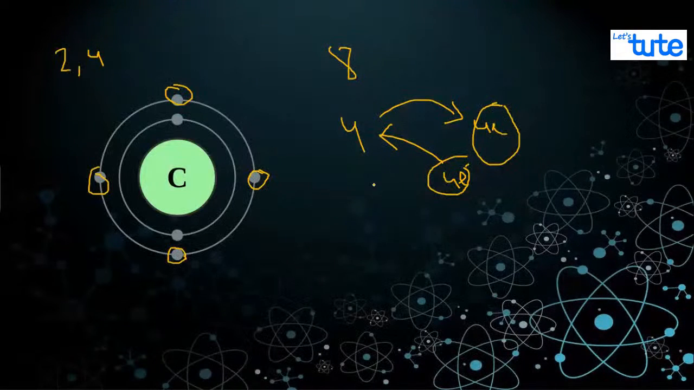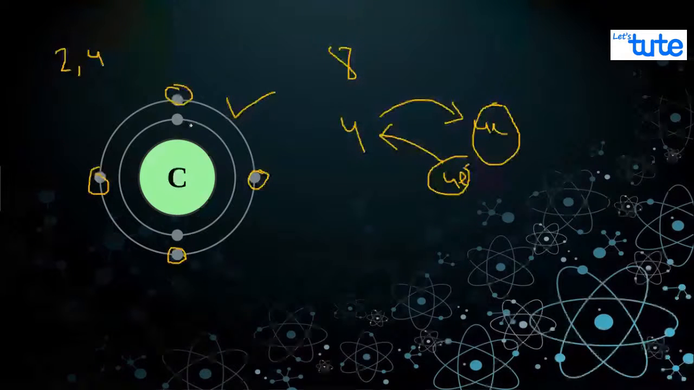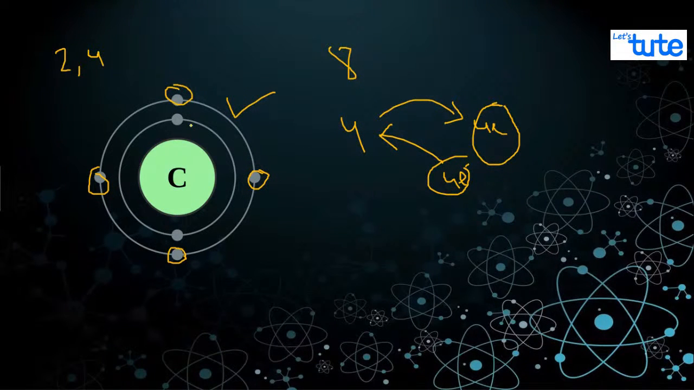Okay, so this is actually a controversial state because carbon can either take 4 electrons or it can give 4 electrons. So carbon is an atom which can either give electrons or take electrons. It totally depends on which atom it's actually combining with.